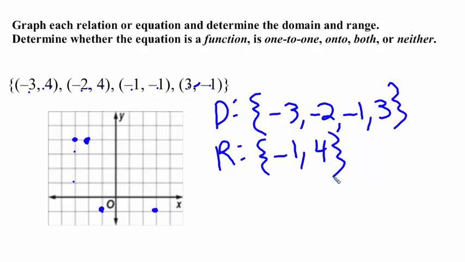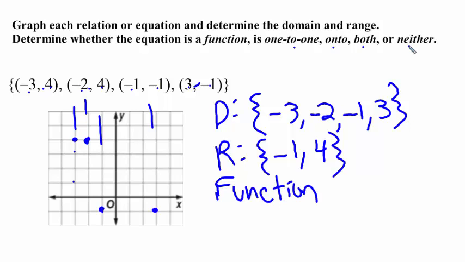Then it says determine whether the graph is a function. It is. This would pass the vertical line test. No matter where you drew a vertical line on this thing, you'd only cross 1 point at the most. Therefore, this is a function. And is it 1-to-1, onto, both, or neither?